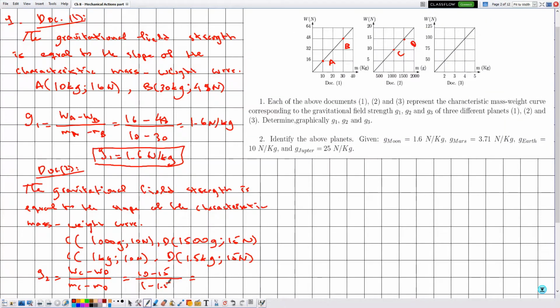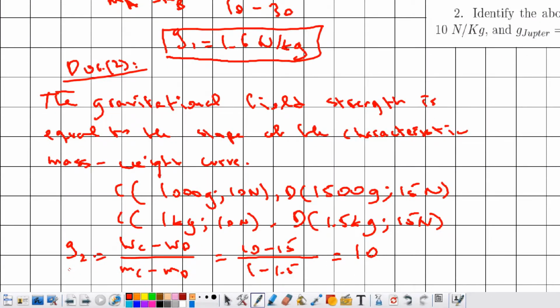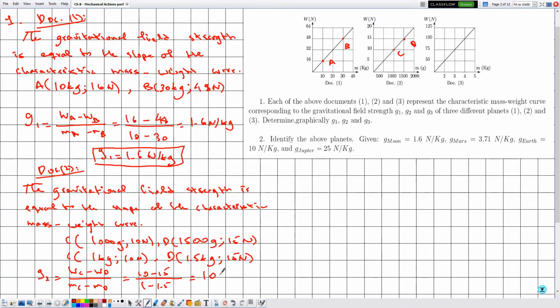Considering the previous notes and plugging this into the calculator, the value of G2 is 10. Since everything is expressed in the SI, the value of G2 will be in the SI, which is newtons per kilogram. So the value of G2 is given by 10 newtons per kilogram.